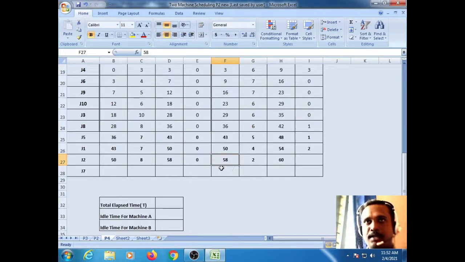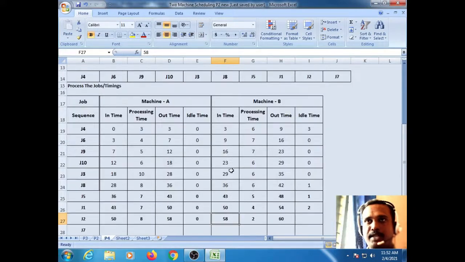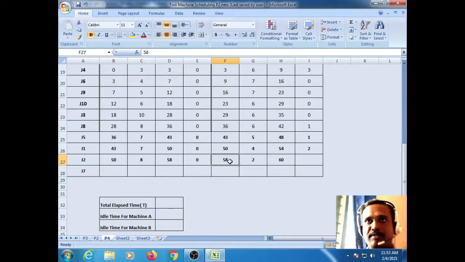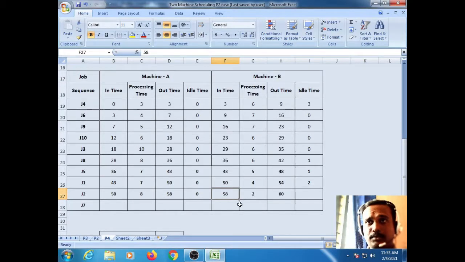Because at the 58th hour machine B will get the work, that's why the 58th hour is the in time for job 2 on machine B. Here I have taken the processing time and automatically calculated the out time. Now we have to find the idle time. Between 54 and 58, what is the gap? 4 is the gap.